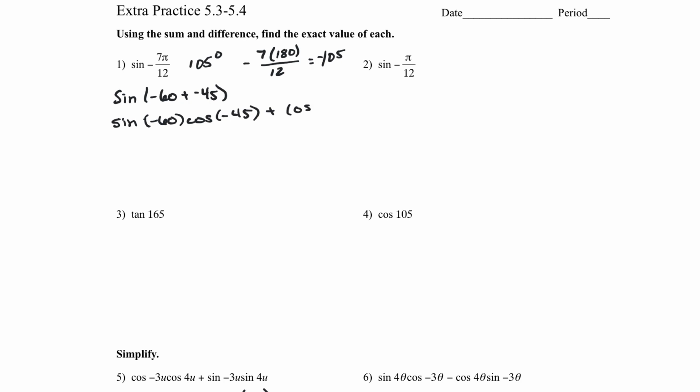30. Any multiple of 30. Cosine of negative 60. Sine of negative 45.